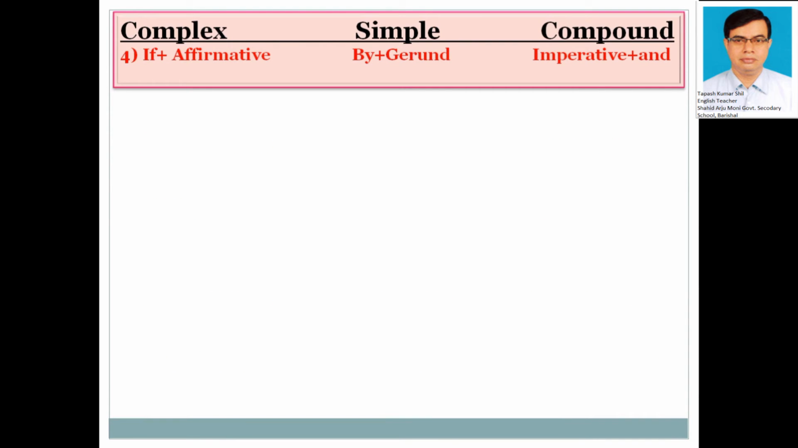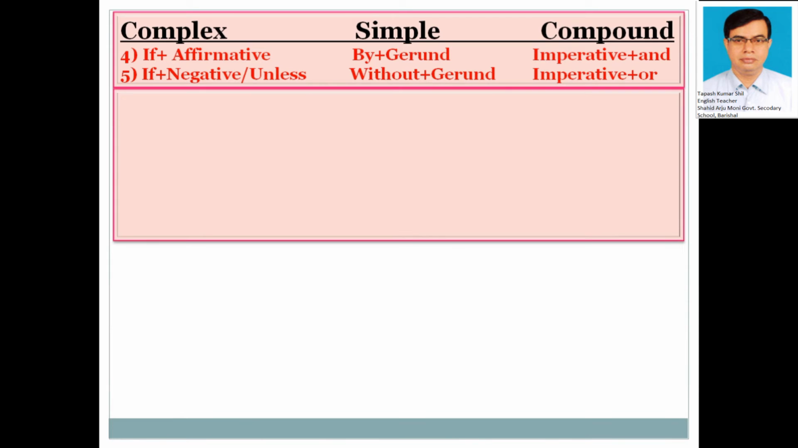Rule number 4. If there is if plus affirmative in complex, you will have to use by plus gerund in simple and imperative plus and in compound. Rule number 5. If there is if plus negative or unless in complex, you will have to use without plus gerund in simple, imperative plus or in compound.